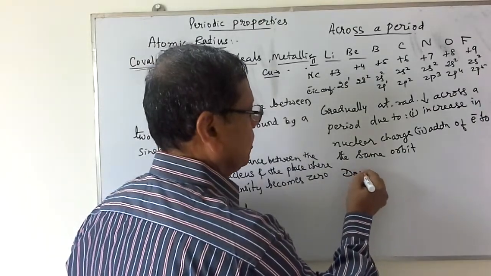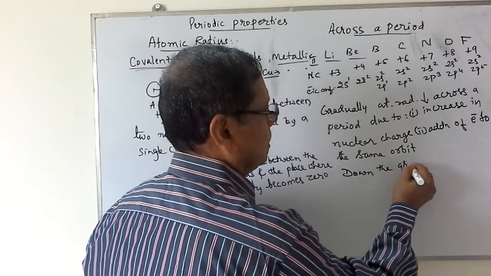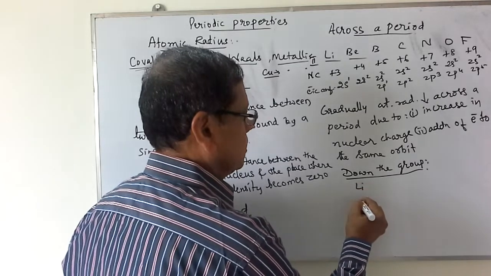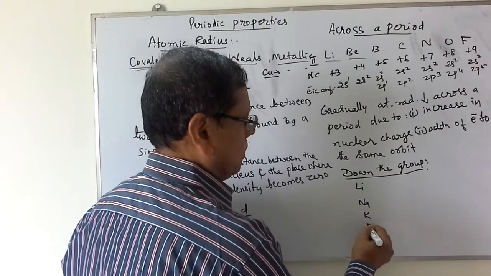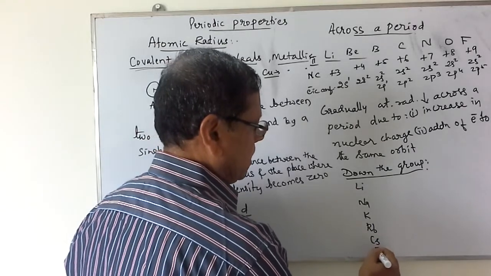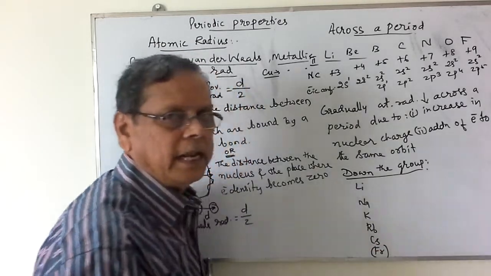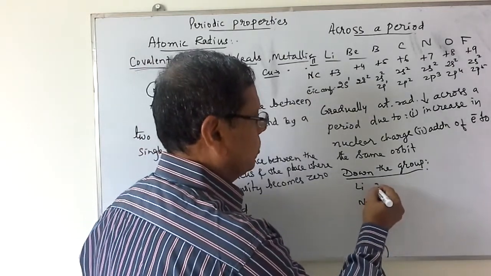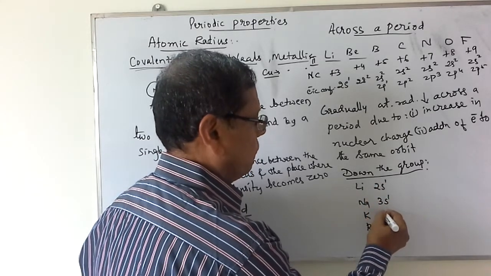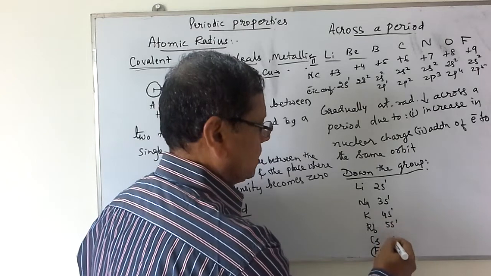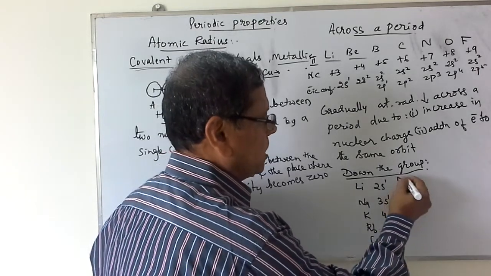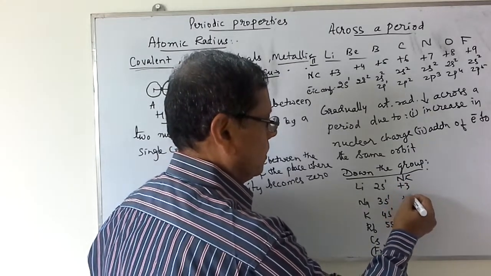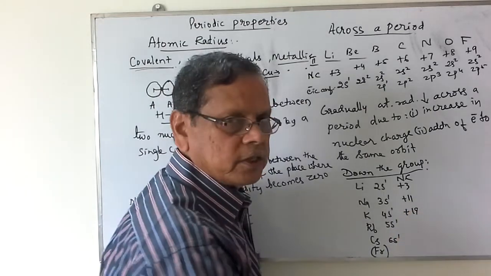Now let us consider down the group. Here, when we consider lithium, sodium, potassium, rubidium, cesium, and the last element francium, which we take as a radioactive element. Now, if you look into the electronic configuration, it's 2s1. Here it is 3s1, 4s1, 5s1, 6s1. But the nuclear charge in this case is plus 3, 11, 19, like that it goes on increasing.